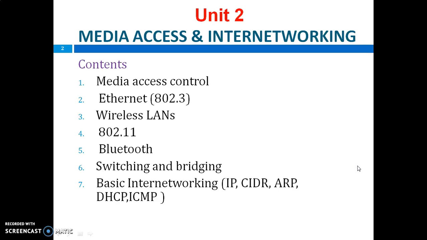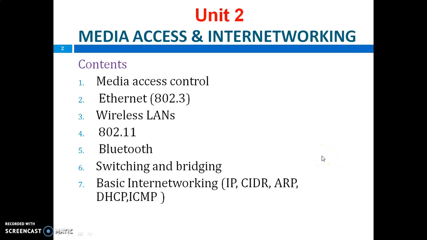In Unit 2 we are going to cover media access and internetworking. From the title itself we can guess which layers we are going to discuss in depth. Media access comes under Layer 2, that is the data link layer, and internetworking obviously comes under the network layer, which is the third layer of the OSI structure, right?